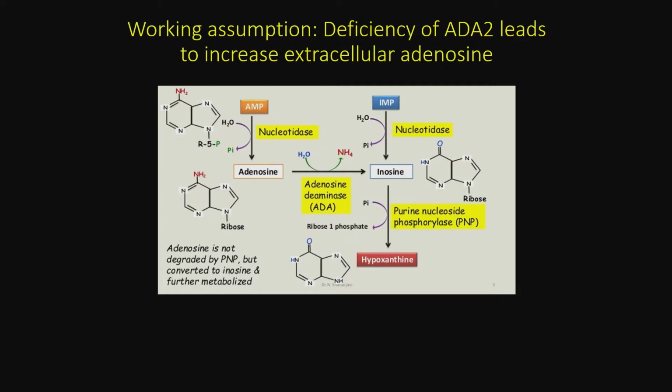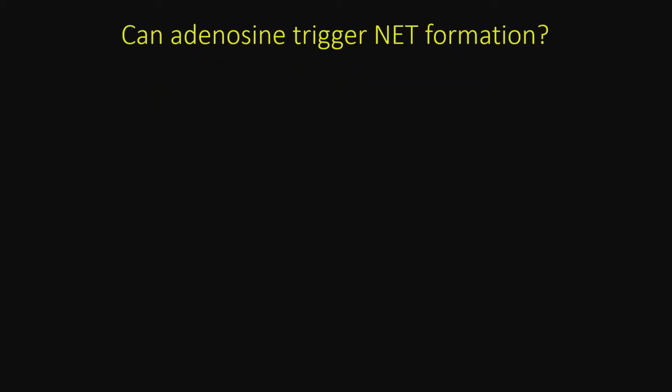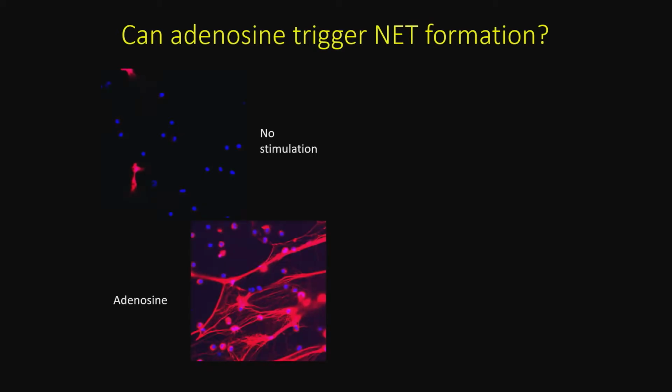And so what we were thinking about is, what is adenosine doing to neutrophils? Is it inducing NETosis? As I mentioned at the outset, there's a number of things that can trigger a neutrophil to NET. It was previously unknown when we started this project whether adenosine can trigger NETosis. And so these are neutrophils from healthy controls without stimulation, and these are neutrophils with stimulation by adenosine, and you can see pretty profound, robust NETosis.